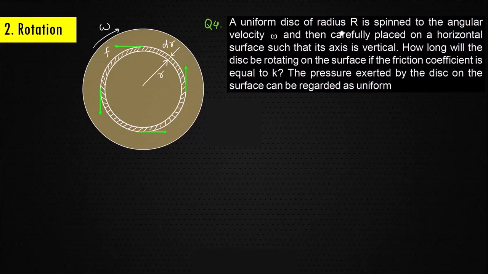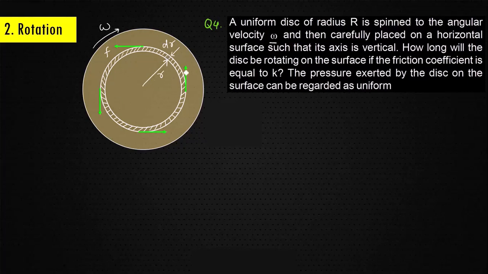There is a uniform disk of radius capital R pinned at an angular velocity omega and then carefully placed on a horizontal surface such that its axis is vertical. How long will the disk be rotating on the surface if the friction coefficient is equal to k? Because of friction, it will produce a retarding torque and ultimately the disk will stop. The pressure exerted by the disk on the surface can be regarded as uniform. Now what is the friction?